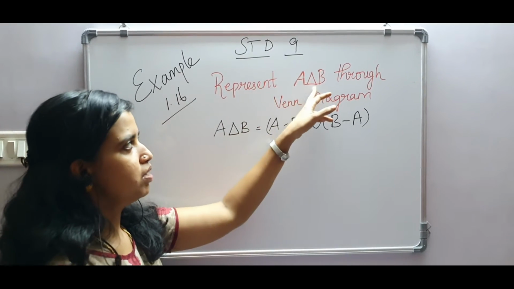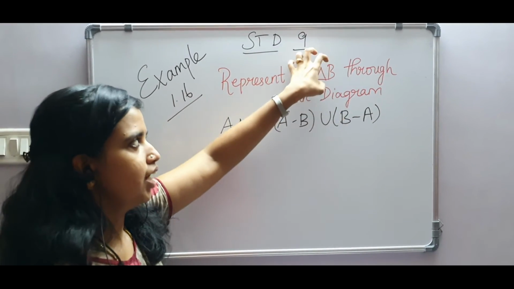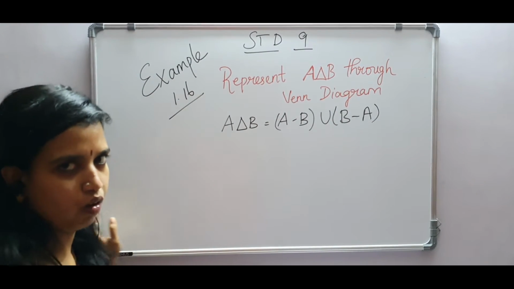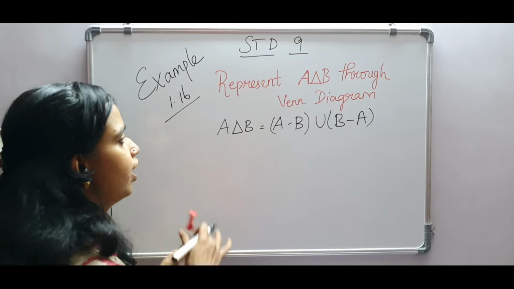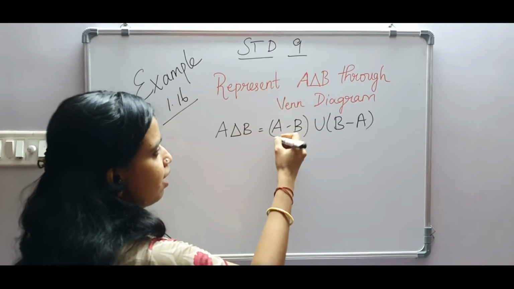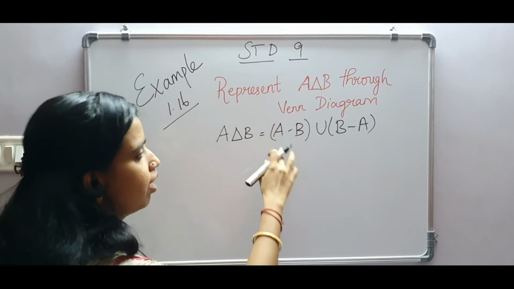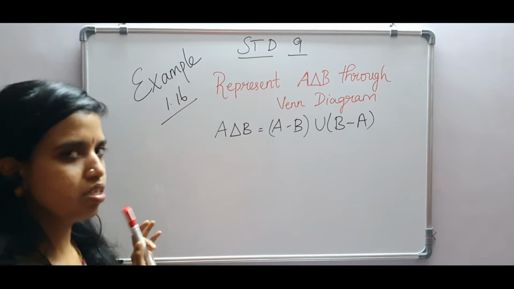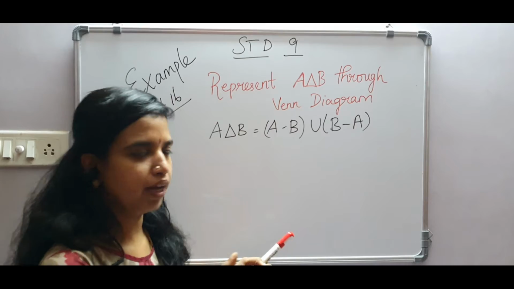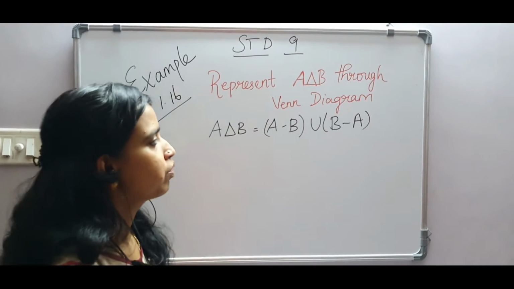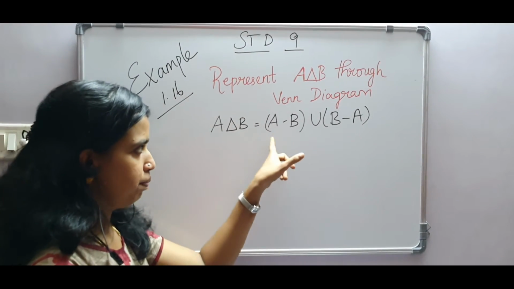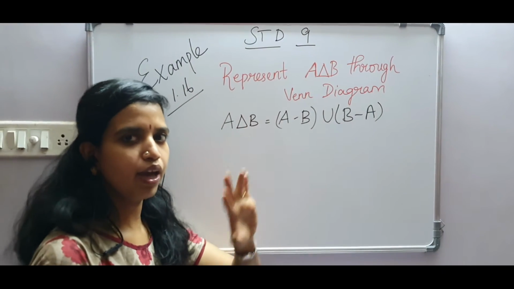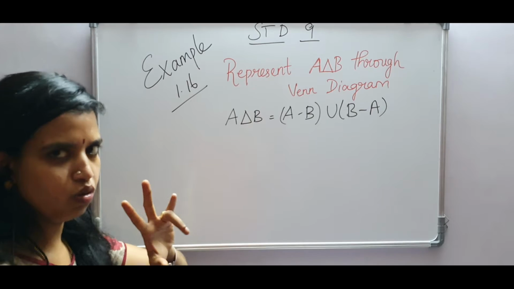A delta B means in the exam they will give just A delta B alone. We have to derive this formula and write this formula. A delta B means A minus B union B minus A. You all know what union is. Union means we have to combine those two sets. So first we have to represent A minus B in a Venn diagram and B minus A, and then we are going to club those two sets.